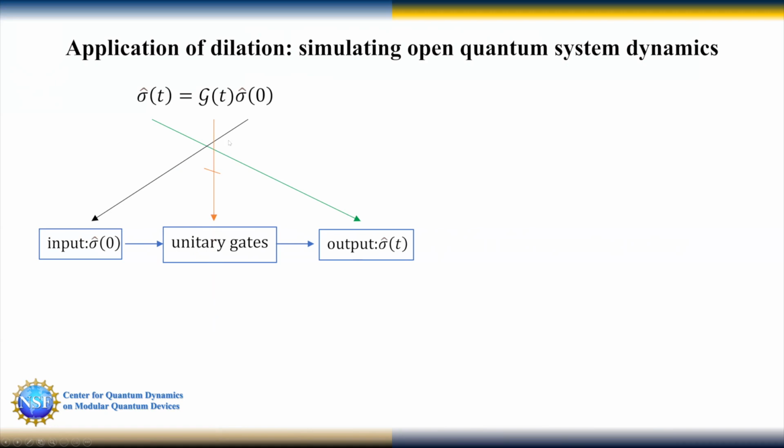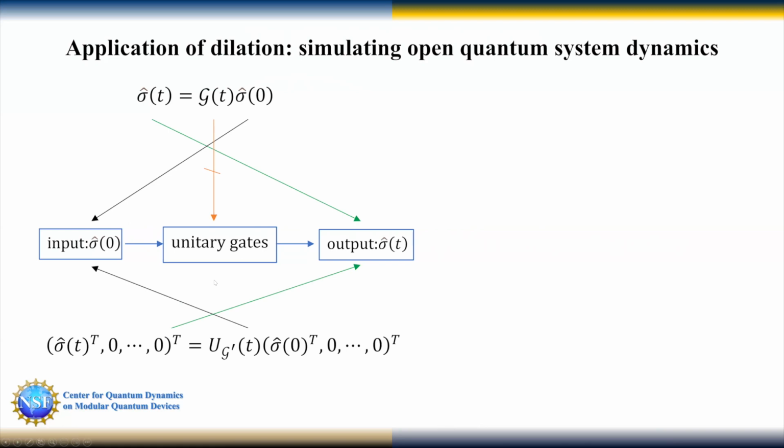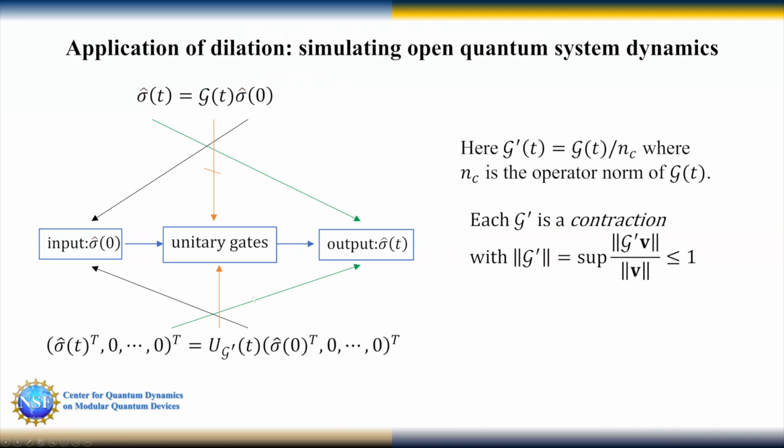However, because G of t is not unitary, we cannot build unitary gates out of it. So we introduce a dilation, which is listed here, and we can use the unitary gates, or quantum gates, to represent this dilated unitary U of G prime. Notice that in our calculation, our propagator G of t itself is not always a contraction, which means sometimes its operator norm can be larger than 1. So we need this NC, a normalization factor, to scale it, so our G prime is always a contraction, as you can see here.